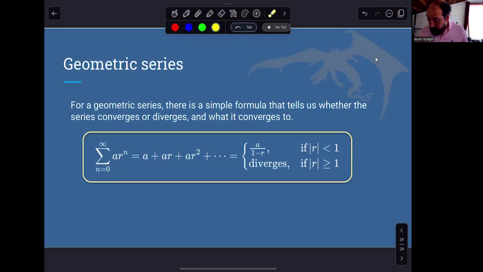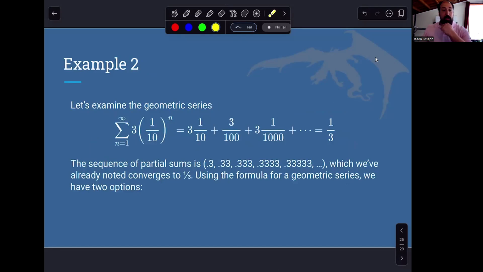I will point out it's important that n is starting at 0 here. So if it started at like 5 or something, then this wouldn't be quite right. You'd have to adjust it a bit. So this formula, it's important that we're starting at 0. So let's actually see how that plays out with that example, because in the example here n starts at 1. This is a good example because we know the answer. So let's see how to work with the geometric series and reason that out.